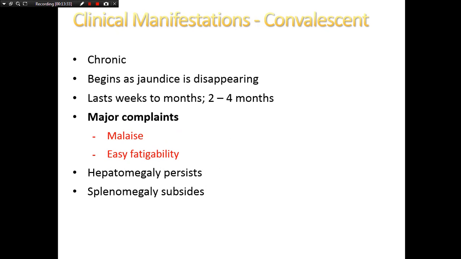So in the convalescent or chronic phase, this is where you're going to see if they are icteric, they do have jaundice, you're going to start to see it disappearing. The convalescent period can last somewhere between 2 to 4 months. And again, some of the most notable complaints is malaise, and they're going to become fatigued very easily. The hepatomegaly might persist, but some of the other things like splenomegaly and lymphadenopathy, they're going to subside.